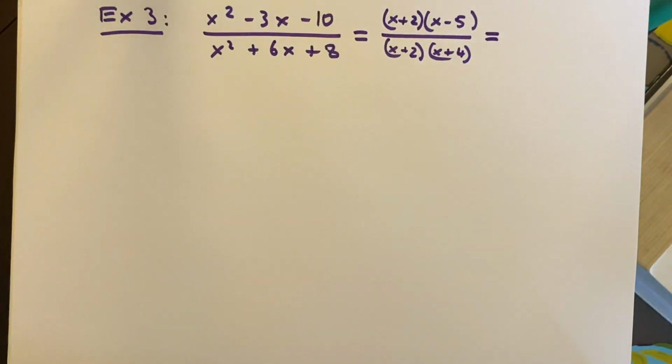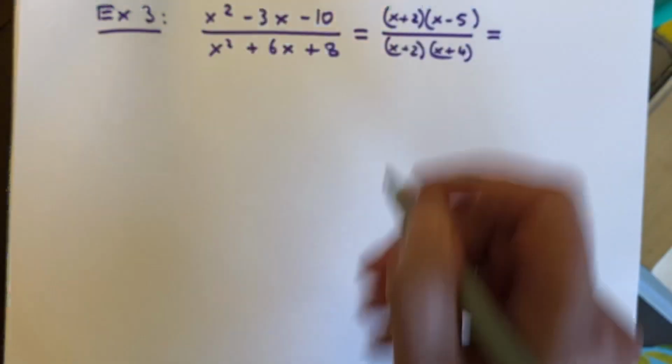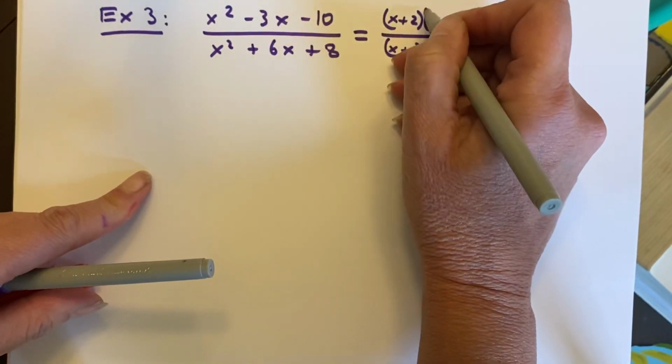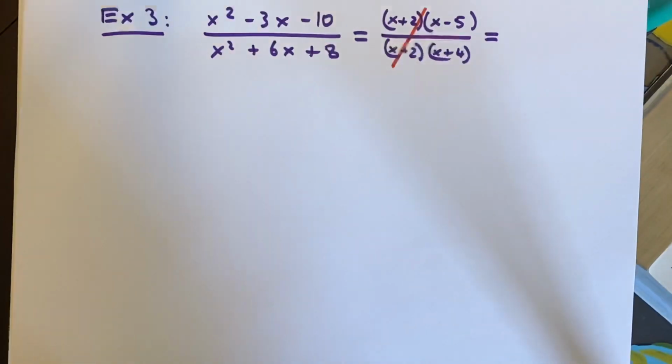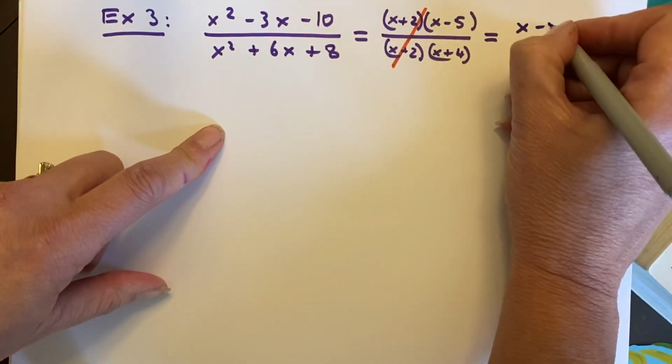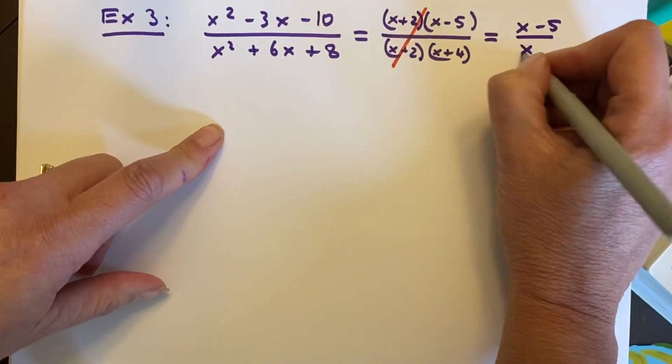And once I do that, I can see right away that I have an x plus 2 over an x plus 2 that can be canceled. And my solution is x minus 5 over x plus 4.